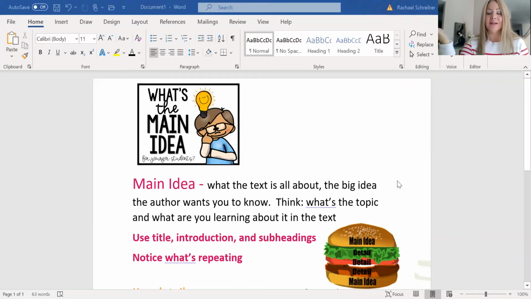Here are tricks to do this: use the title, use the introduction, and if there are subheadings, use them. Also, notice what's repeating. Those are four strategies that I know we learned in my class, and I'm pretty sure you probably learned them in your classes this year too.